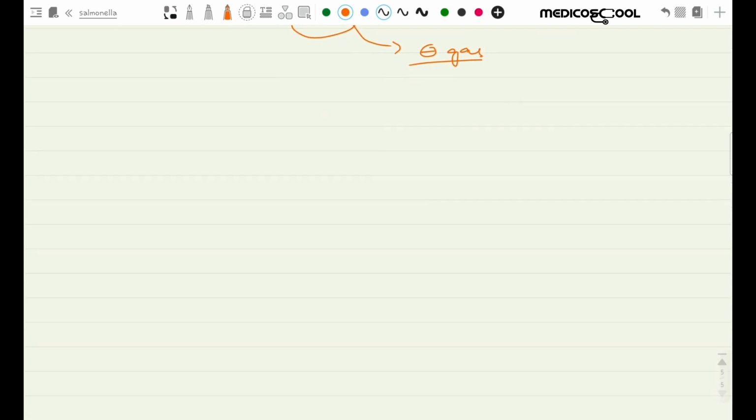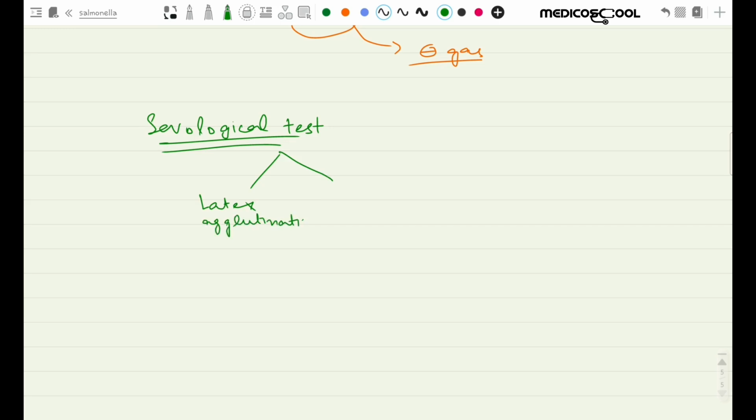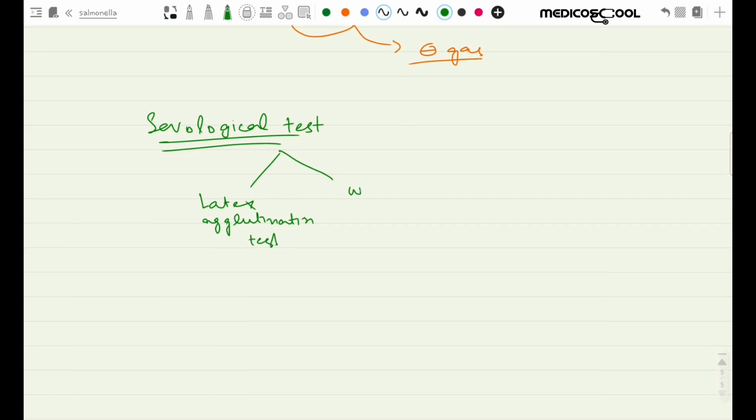These were the cultures. We can also do the serological tests. In the serological test, we mainly do two kinds of test. The first one is the latex agglutination test, and the second one is the Widal test.